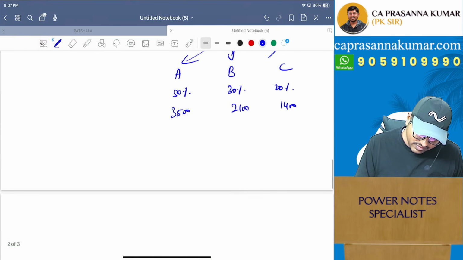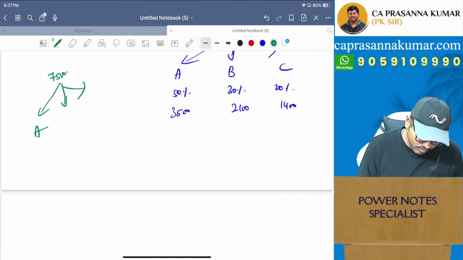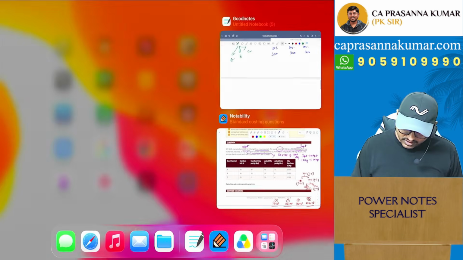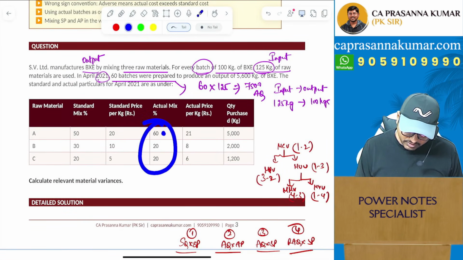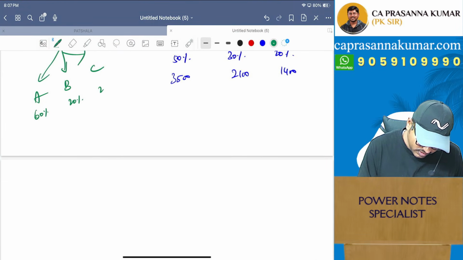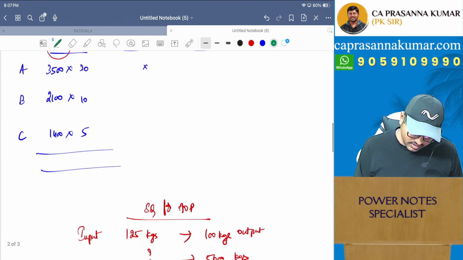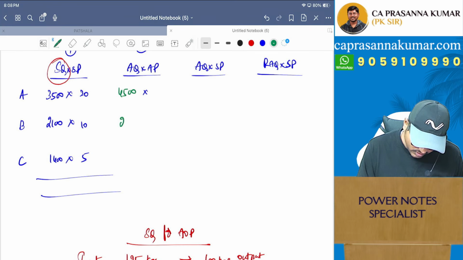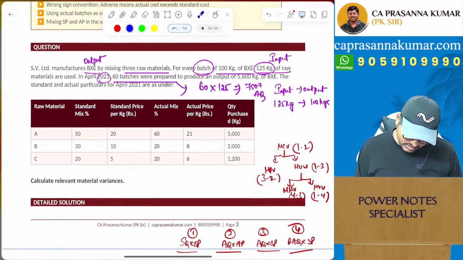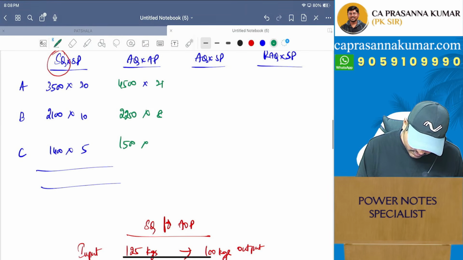which while reading the question itself, we have calculated. But 7500 is for all the A, B and C put together. How much is A, how much is B, how much is C? For that, we need to take actual mix. What is actual mix? 60%, 20%, 20%. So take that 60%, 20%, 20%. How much you get, Nana? 4500, 2250, 1500. That's all. Actual price is very easy. It's given in the question. 21, 8 and 6.